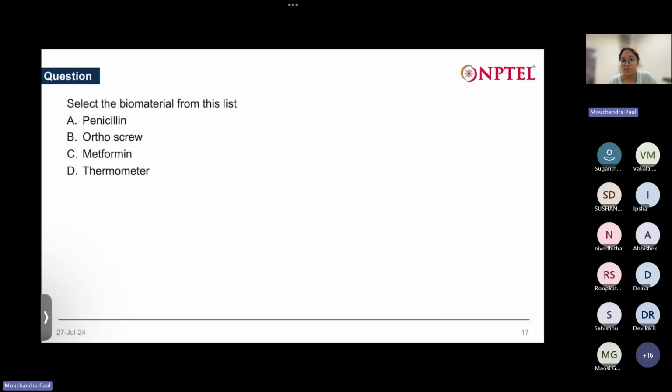So this is another question that I have. Select the biomaterial from this list. Very easy. So there is penicillin, orthoscrew, metformin, thermometer. Which is a biomaterial here?